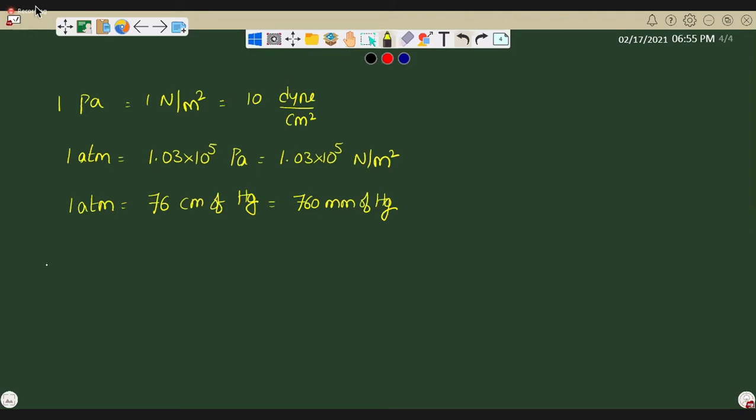Clear? Now, 1 torr is equal to 1 mm of Hg. This is also equal to 1000 micron of Hg, since 1 millimeter is equal to 1000 micron. We generally don't use it, but that's okay.